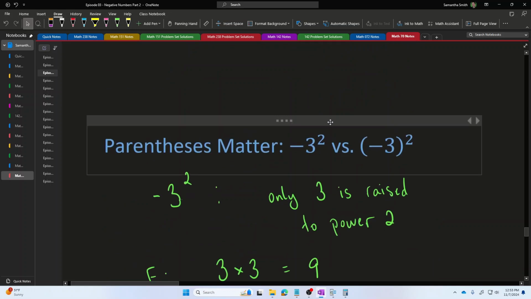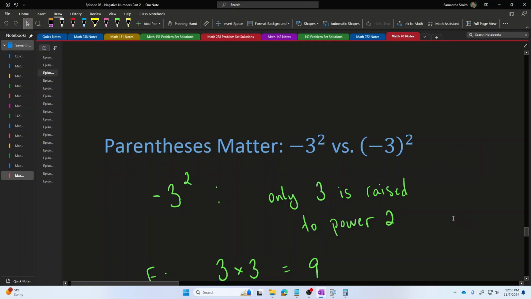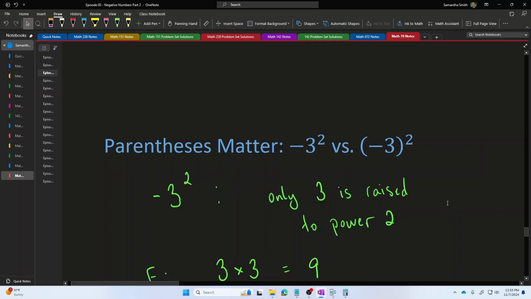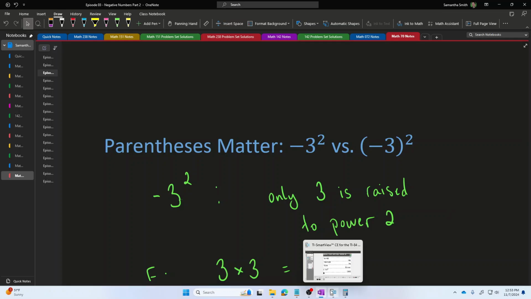If you have an exponent on a symbol, but there are no parentheses, the exponent only applies to the one symbol directly under the exponent. It won't extend to cover this minus sign as well. If you want to do the square and include the minus sign, then you have to use parentheses to include the minus sign on that 3. This is true in the calculator as well.